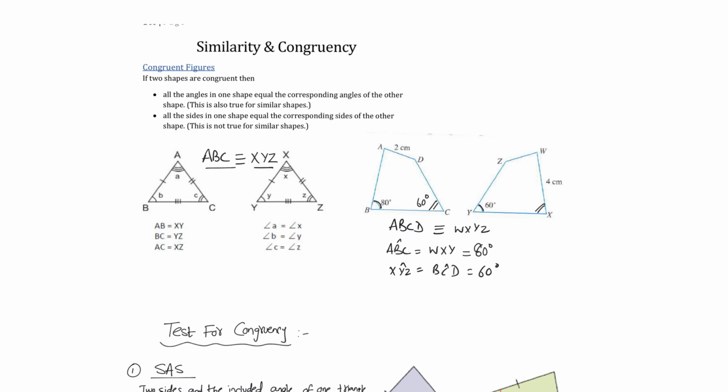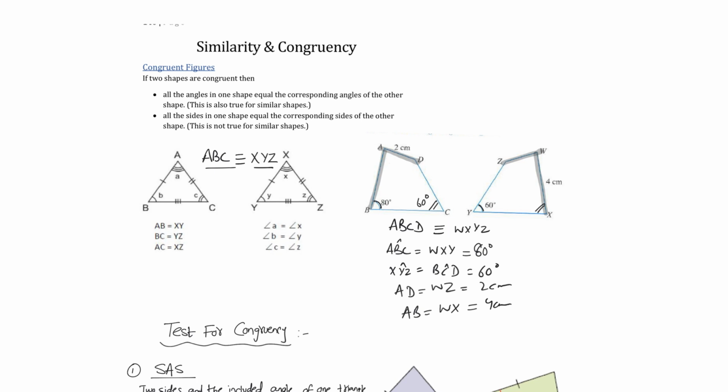The length AD, which is this length, corresponds to WZ, so AD is equal to WZ, which is equal to 2 centimeters, and the length WX, which is this length, corresponds to AB. So the value of AB would be equal to 4 centimeters.